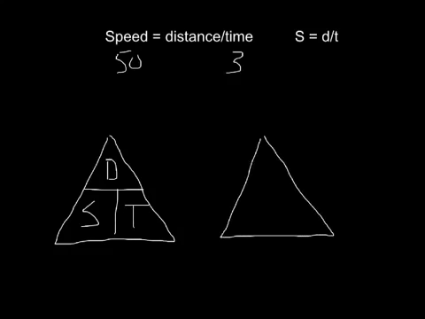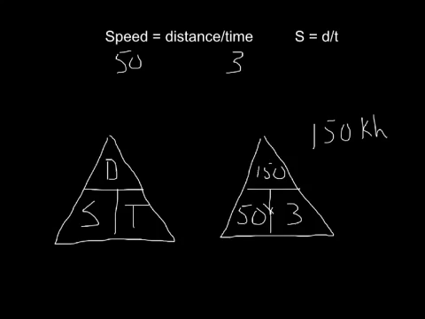our triangle, and our speed, which is right here, would be 50. Our time would be 3 hours. If we multiply those two numbers, 3 times 50 is 150. And so we would have 150 kilometers.